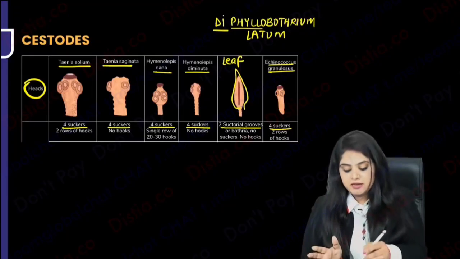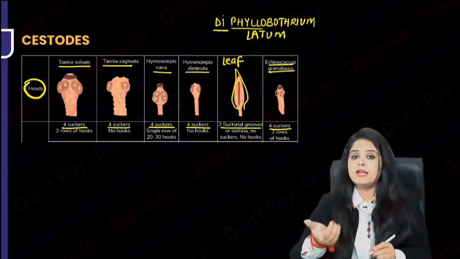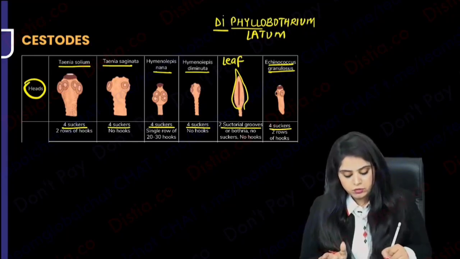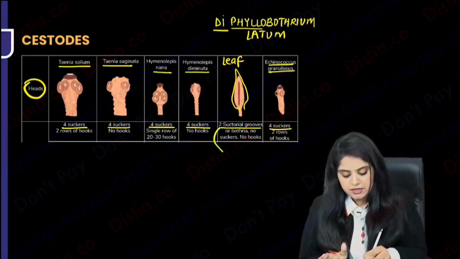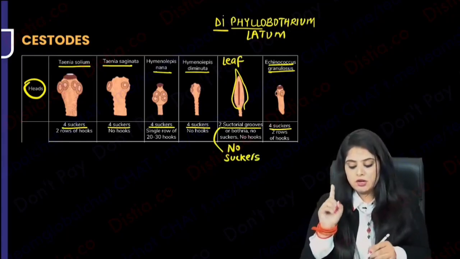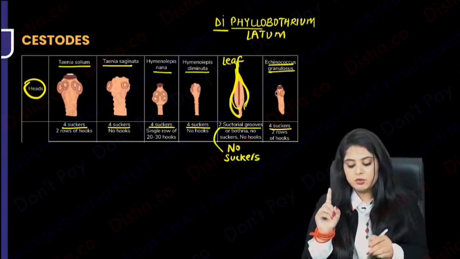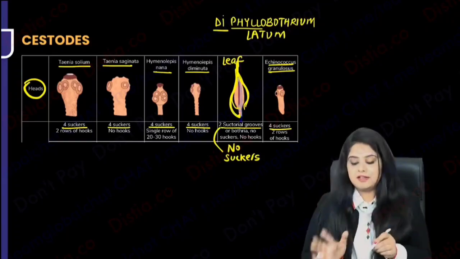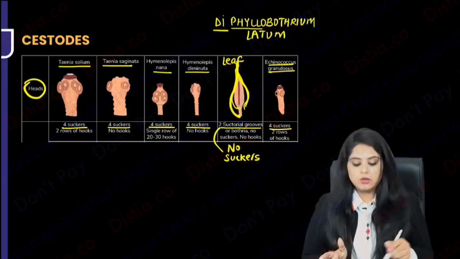You can see that one groove is in front, one must be at the back. So these are two grooves which are available for attachment. There are no suckers which I see over here. I hope this is question 1. You've understood which is the only organism which will look like a leaf and will show you the presence of these grooves. That's Diphyllobothrium latum. Okay, the rest all of them have suckers.